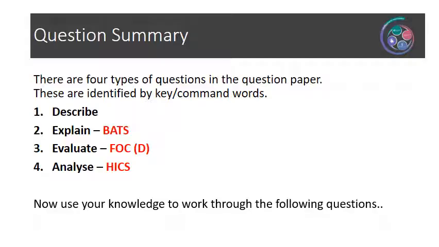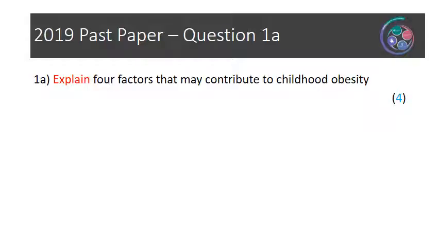What we will now do is we will go through the question paper 2019. This will be question 1. You should read through the question on the next slide and try to answer it before we go through the answering technique. So, 2019 past paper question 1A. Explain 4 factors that may contribute to childhood obesity. This question is worth 4 marks. It is an explain question, so use your knowledge from the previous slides to help you answer this.